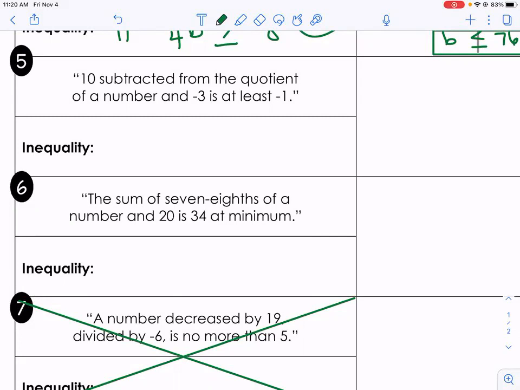Minimum, what's that? Quotient means we're dividing. So quotient of, just like that.